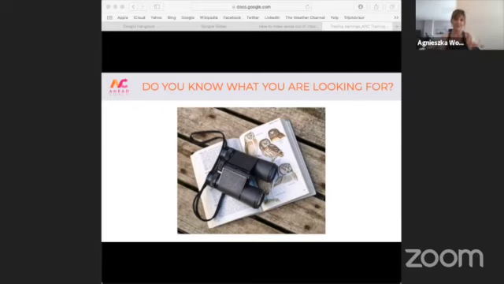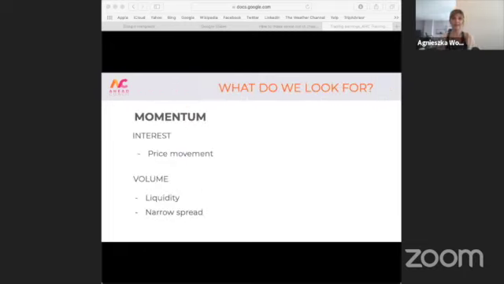and there are a few different catalysts that can move the stock. But basically, when the stock is in momentum, what we need to have is the interest of people. There has to be a demand for a certain stock, because that interest creates a price movement. In general, in the market, when something is in demand, the price rises, right?